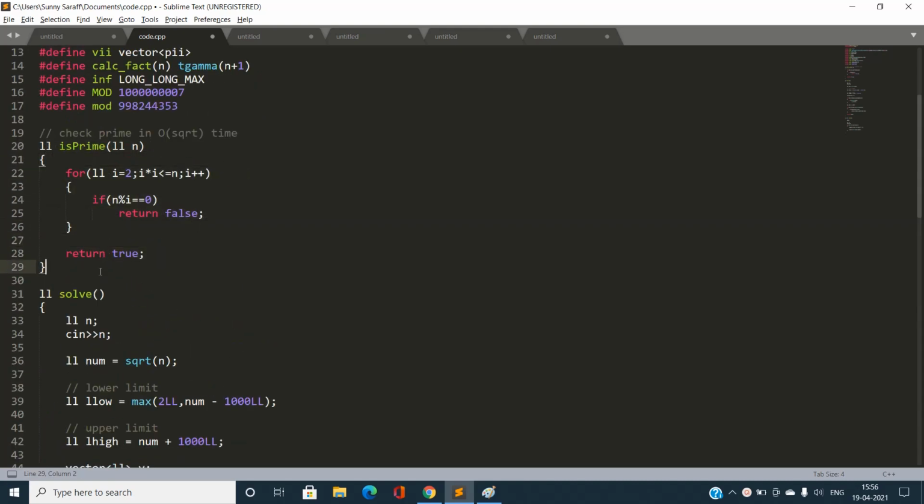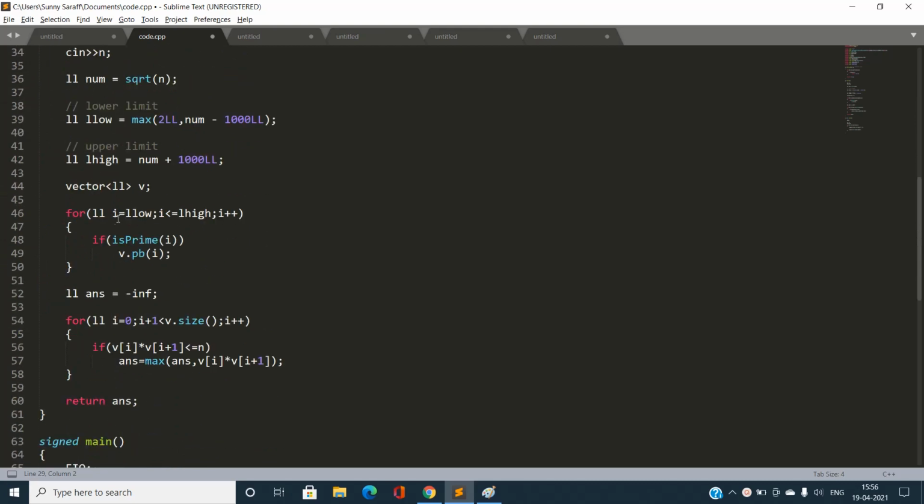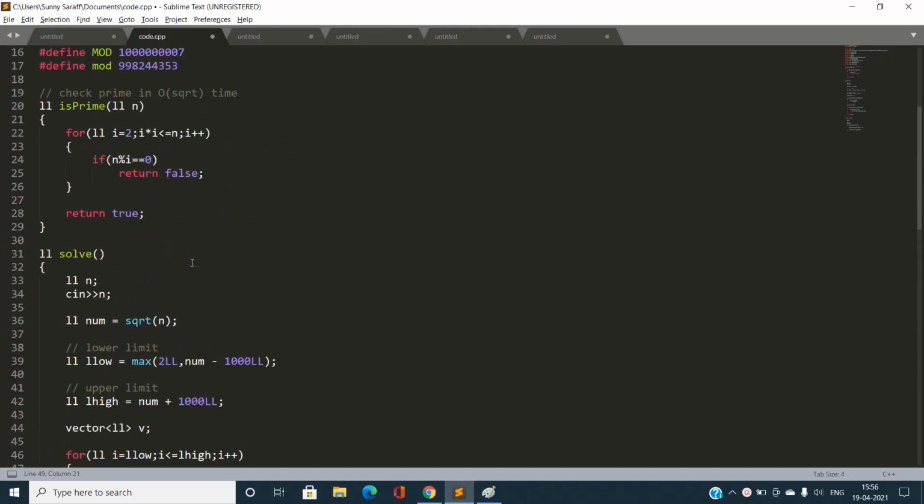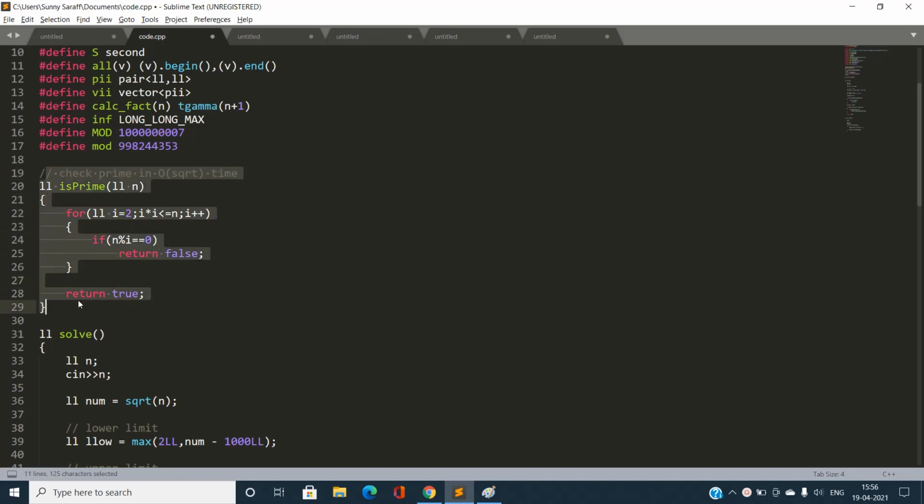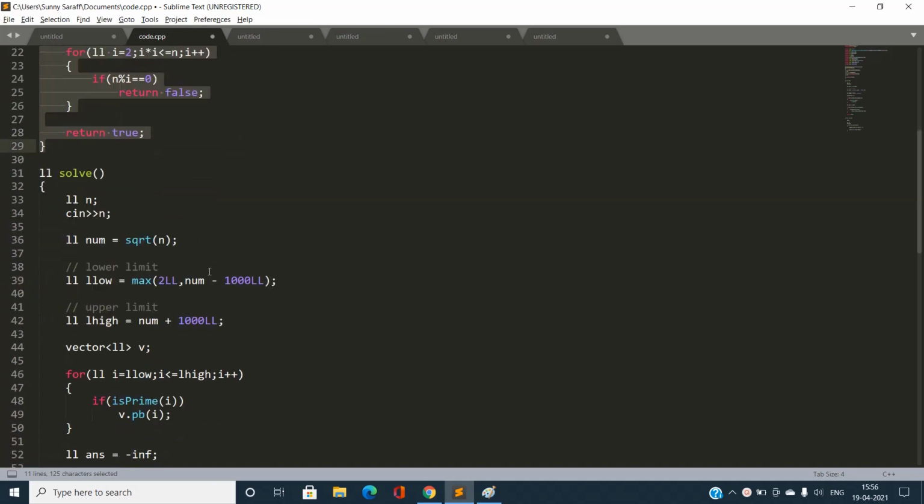Okay, so there are a total of 2000 iterations for this for loop, and for every iteration I have called this is prime function, which in the worst case will take up to O of 10 power 4.5. So it is 2000 into 10 power 4.5 iterations. It would not give us a TLE verdict, and it would be okay.